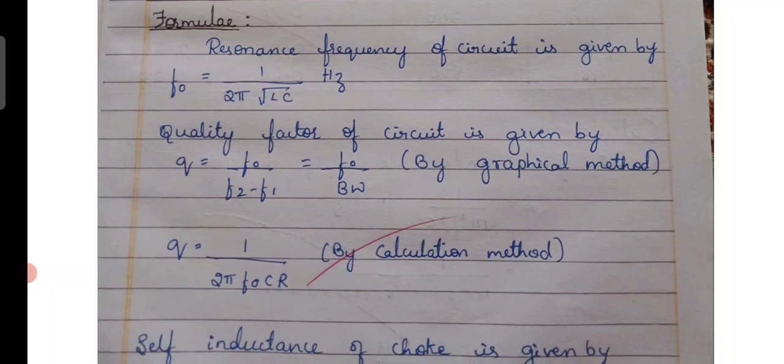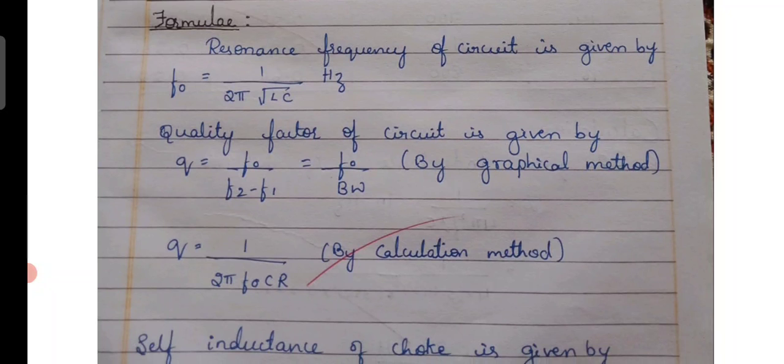is given by F0 is equal to 1 divided by 2 pi root of LC. I repeat, F0 is equal to 1 divided by 2 pi root LC, where L is the inductance of the choke, C is the capacitance of the capacitor, which is going to be calculated. So, resonant frequency is given by 1 divided by 2 pi root LC, so many hertz.